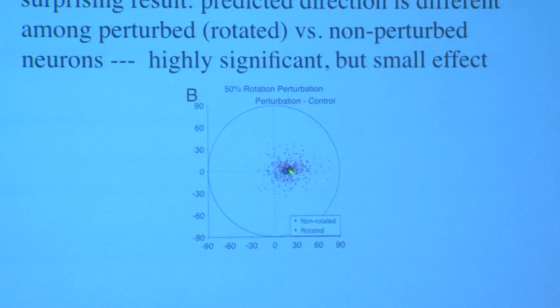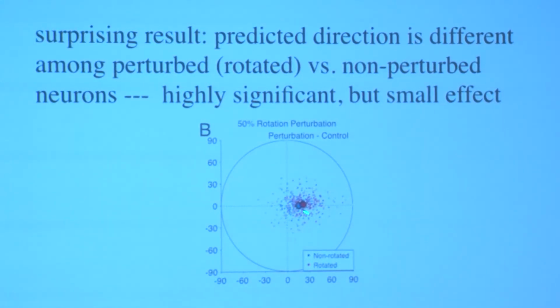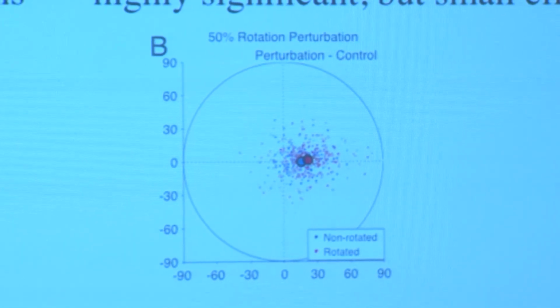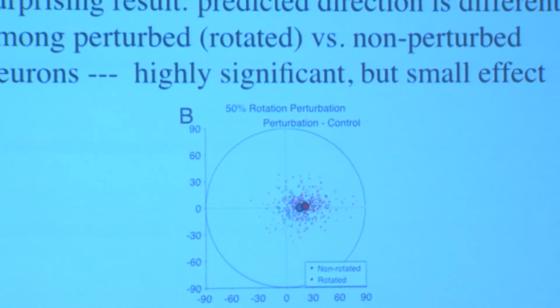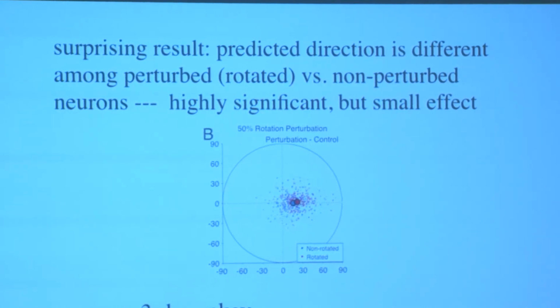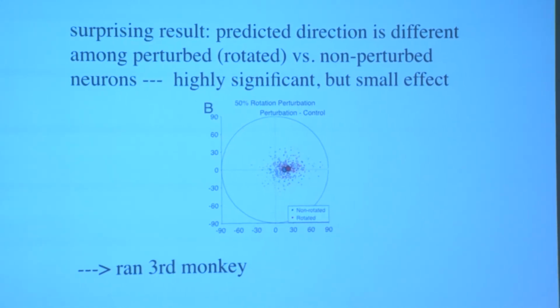She did that. One of the reasons, before I get to that, it was worrisome is here's the nature of the effect. This is a representation of preferred directions, but the non-rotated ones are in blue. Here's the mean. The rotated ones are in red. It's a very tiny effect, but highly statistically significant. All the red flags are going off. Bias, bias, bias, right? Okay. Run a third monkey, see if the same thing happens. Sure enough, it did. We published the paper. But I was still a little bit worried, even though it was in PNAS.